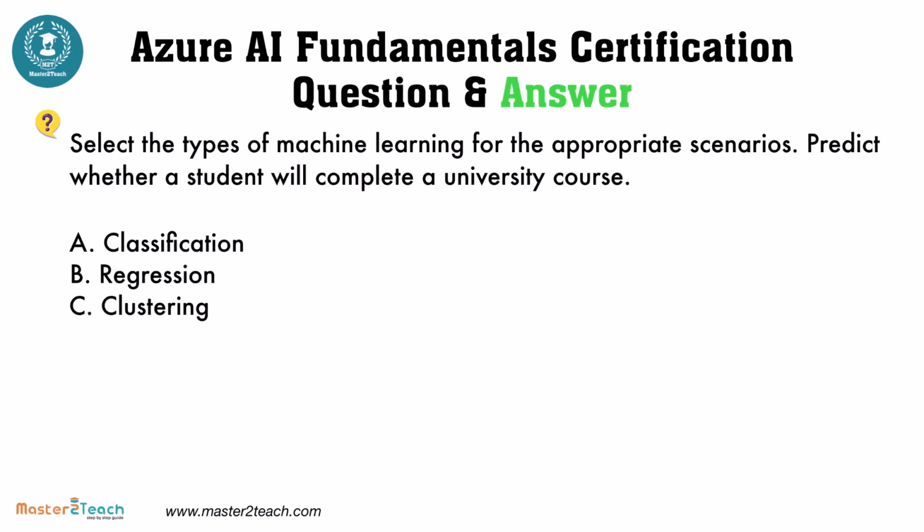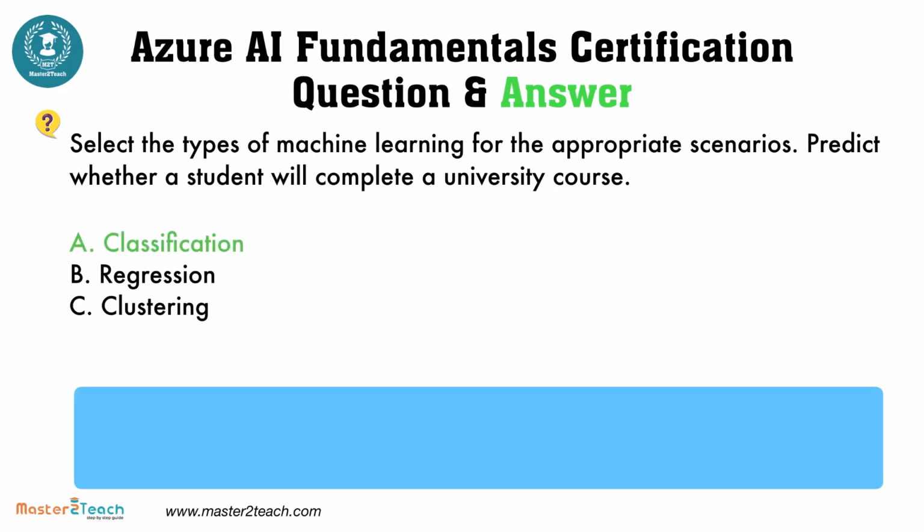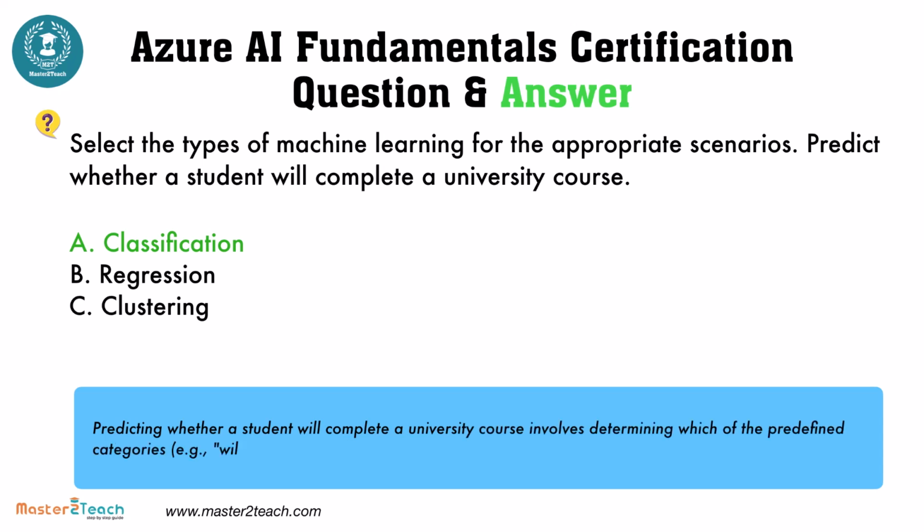The correct answer is classification. Predicting whether a student will complete a university course involves determining which of the predefined categories, e.g., will complete or will not complete, a student falls into, which is a classification problem.